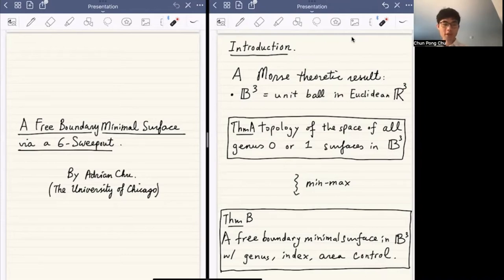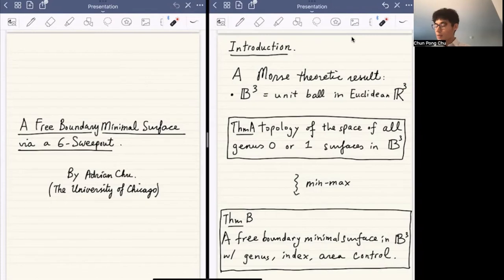Today, I'd like to introduce to you a Morse theoretic result. In Morse theory, we can relate the topology of a manifold with the critical points of a function defined on the manifold. And then we have min-max theory, which is like an infinite dimensional version of the classical Morse theory. So what do I mean by that?